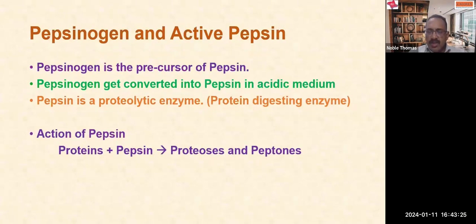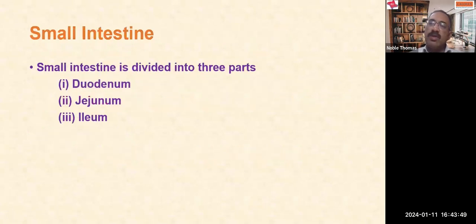The chemical reactions, it is good to remember if it is possible, because it is not much detail in the textbook. Normally, proteins are digested by pepsin present in the gastric juice, and it will be broken down into smaller components called proteoses and peptones. These proteoses and peptones enter into the next level, that is the duodenum, the small intestine.